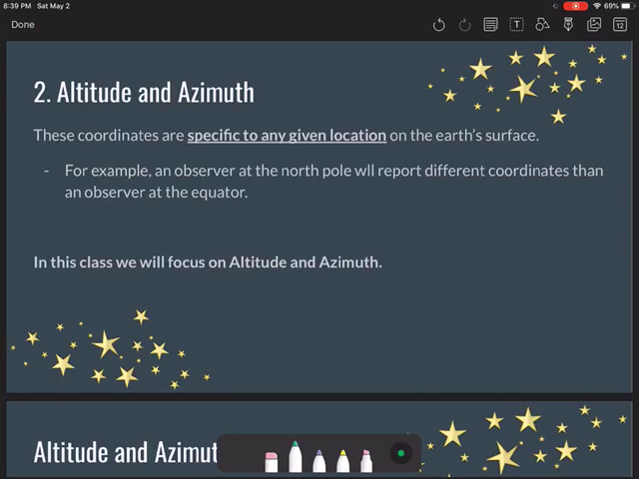So altitude and azimuth is often beneficial when you have two observers looking at the same thing from the same location. If you and I go out to look at the night sky and I say, oh, check out that constellation over there, here's the altitude and azimuth, and you're located right next to me, you'll be able to use my coordinates to look at the exact same place. So it is more useful when the observers are located in the same location. In this class, we're going to be focusing on altitude and azimuth.